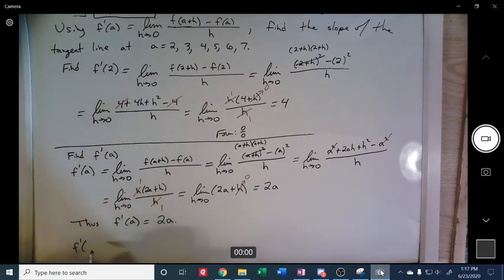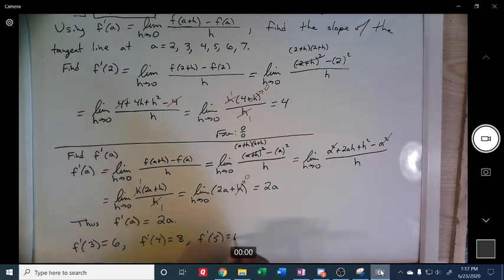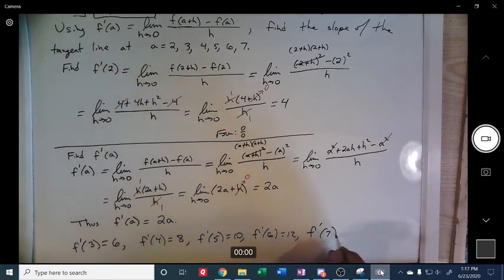So f prime at 3, what's that got to be? Well, just double the 3. You get 6. F prime at 4. Double the x coordinate, it's 8. F prime at 5 is 10. F prime at 6 is 12. F prime at 7 is 14.